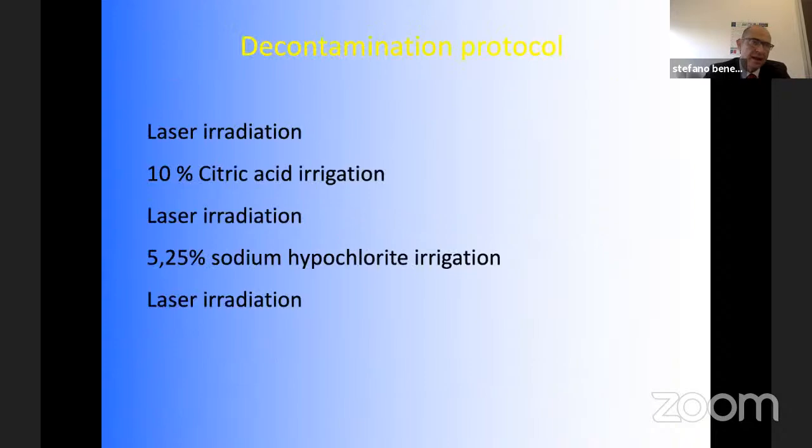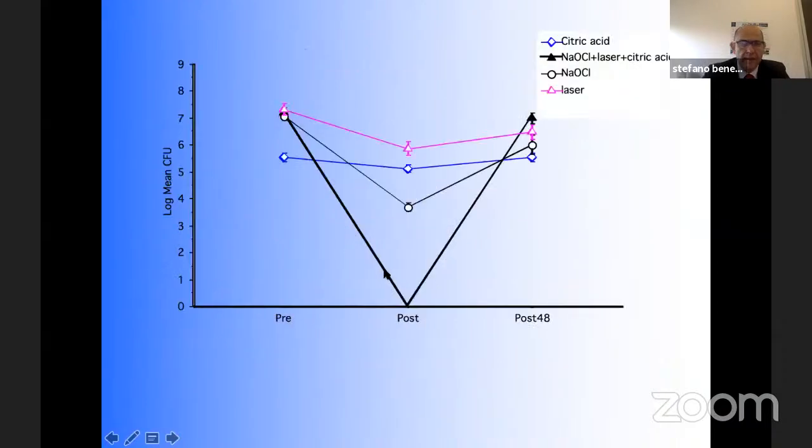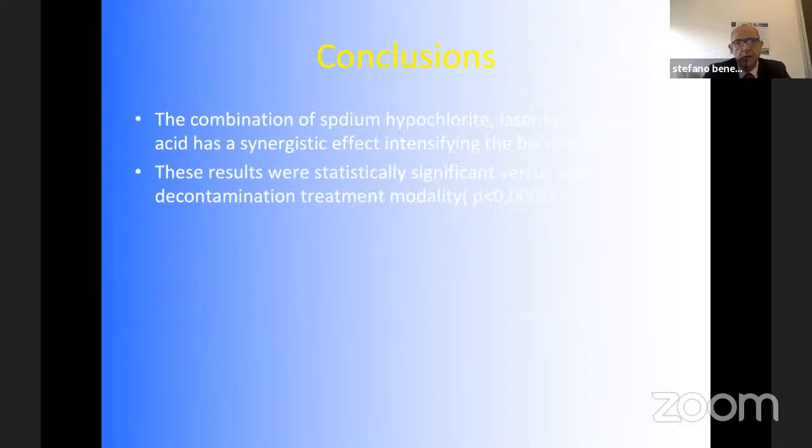And we demonstrated that the association between laser irradiation and sodium hypochlorite, and this is the protocol using our fiber, can lead to 99.99% of bacterial reduction in terms of logarithmic scale. So we can effectively decontaminate our root canal systems with our diode lasers, and we achieve 99.99% of decontamination. And the results were statistically significant versus any single decontamination treatment modality.